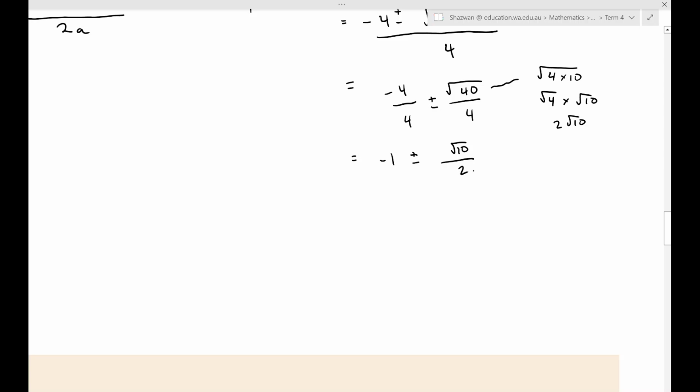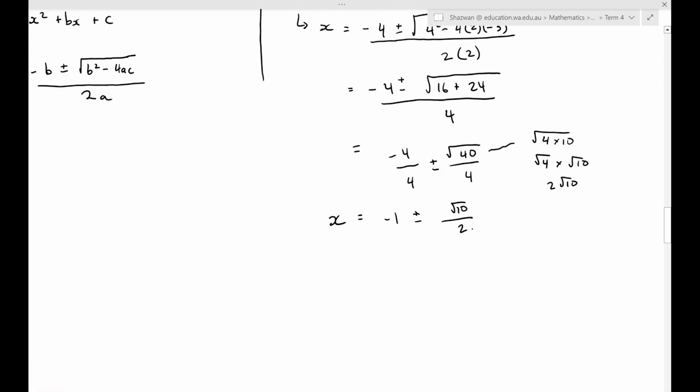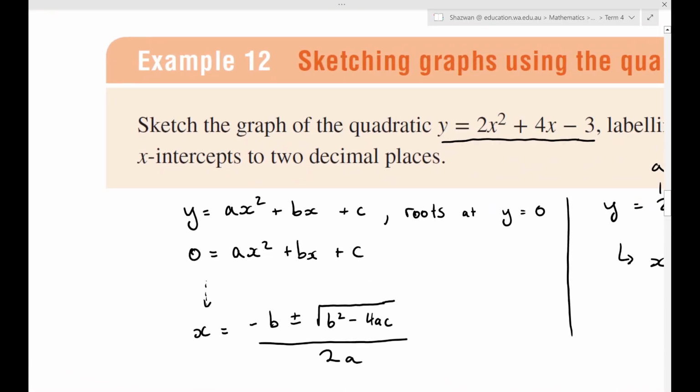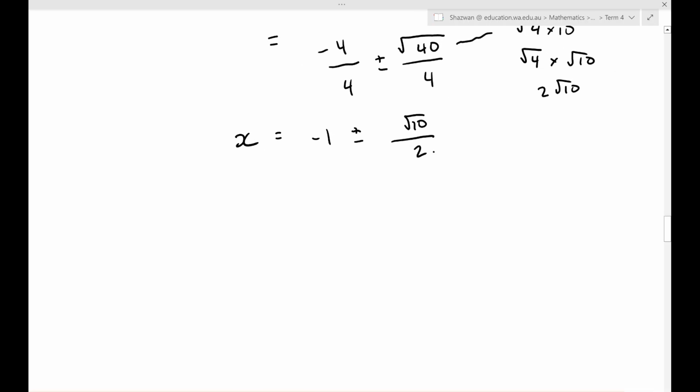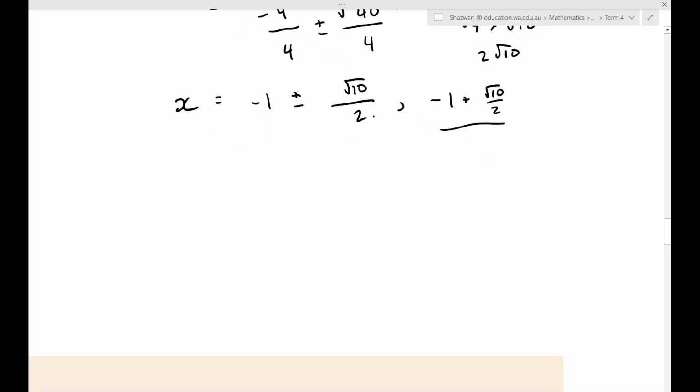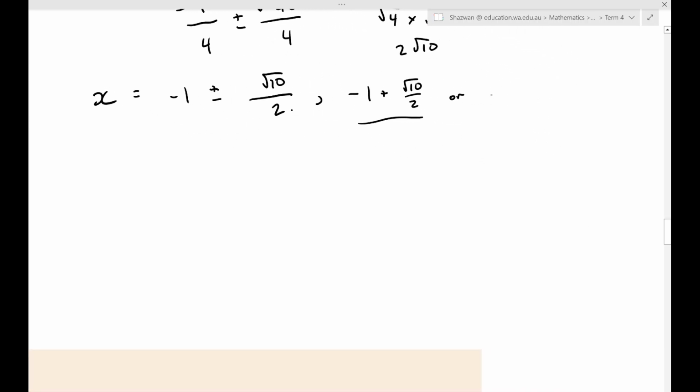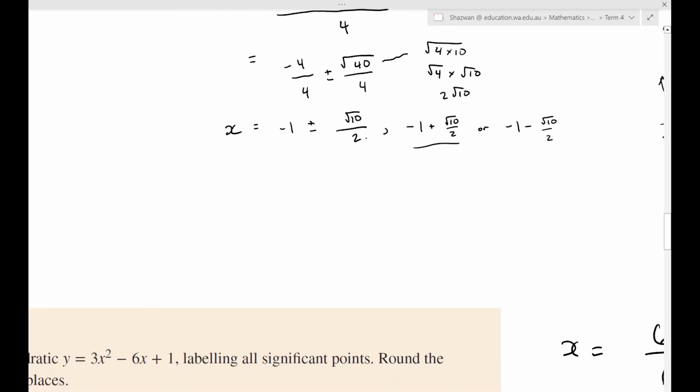Okay, so I've got my solutions for x. And remember, now that we've got some context, this is x when y is equal to 0. So these two values are in fact my x roots. Just to write them out plainly, it's minus 1 plus root 10 on 2. So when x is this value, that's going to be an x-intercept. And when x is minus 1 minus root 10 on 2, we're going to have another x-intercept.